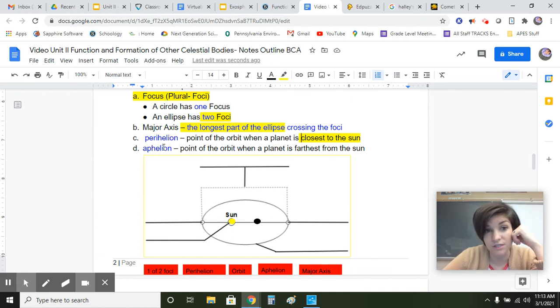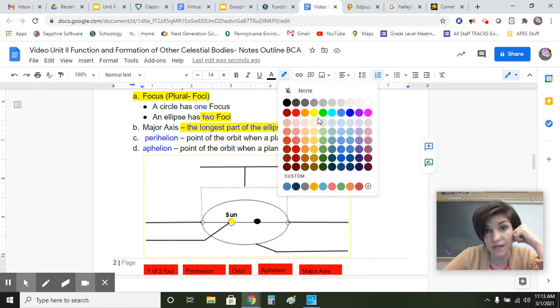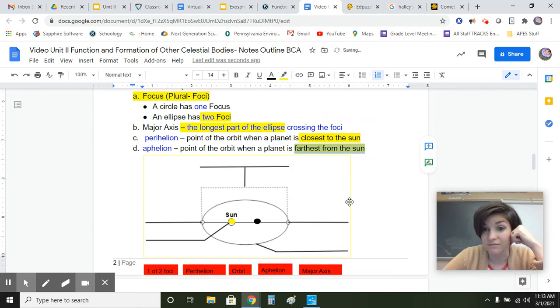Aphelion, which happens during the summer. I always remember the song I Got a Feeling, and I changed it to I Got a Feeling. It reminds me of summer. So that's the point of the orbit when a planet is farthest from the sun. And we are further from the sun during the summer, but we are leaning towards it, so we're getting that direct sunlight.